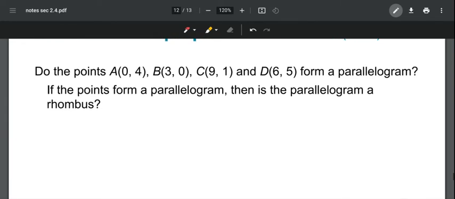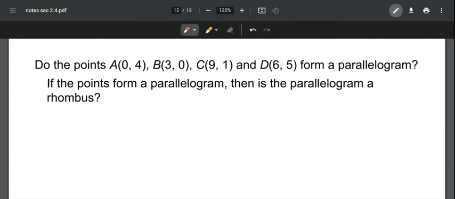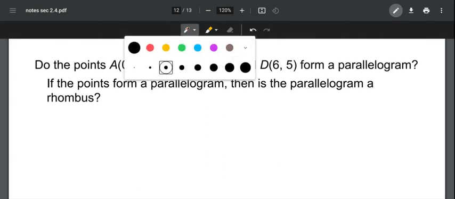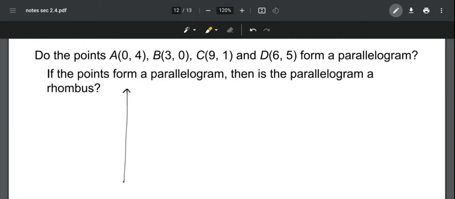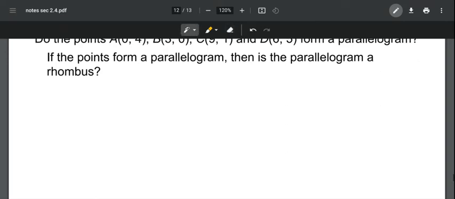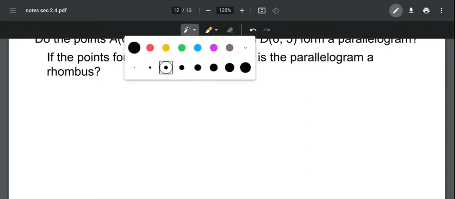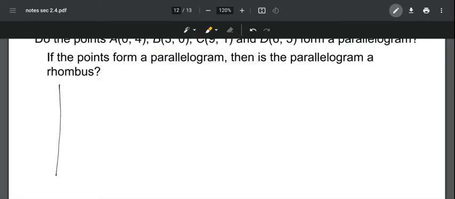So first, what I want to do, I want to graph those points so we can have a picture. We can understand better. Right, let me just move here. So we have y, x.